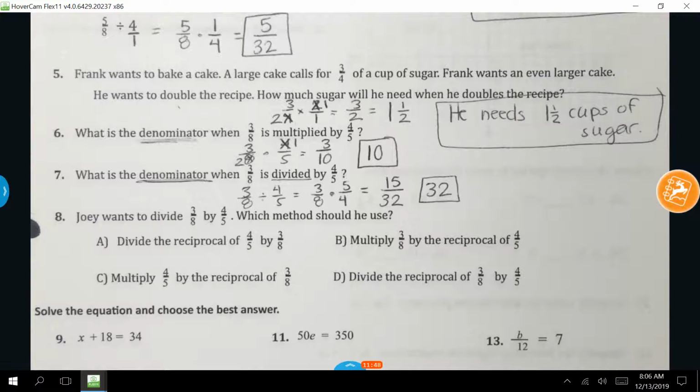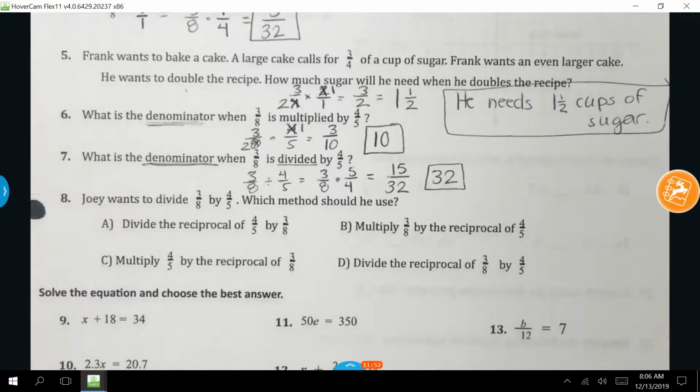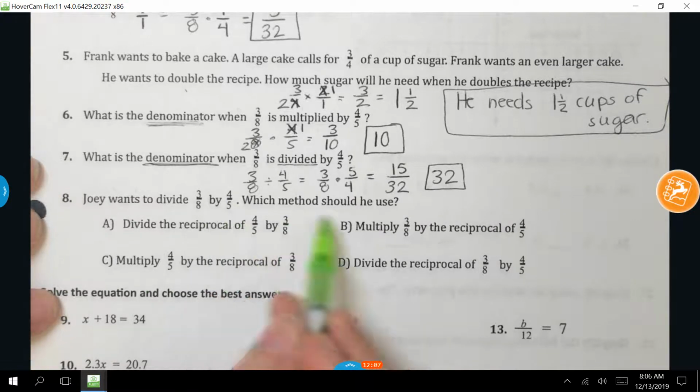All right. So on number 8, this is a problem, guys. This is even a multiple choice problem. What is your test? Multiple choice. You'll probably see something like this on the test. Joey wants to divide 3/8 by 4/5. What method should he use?